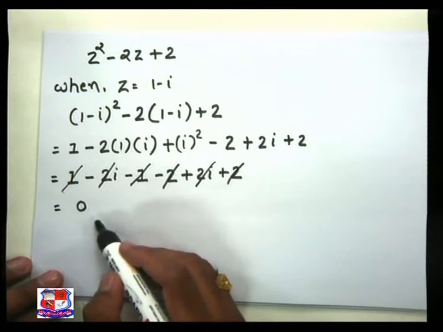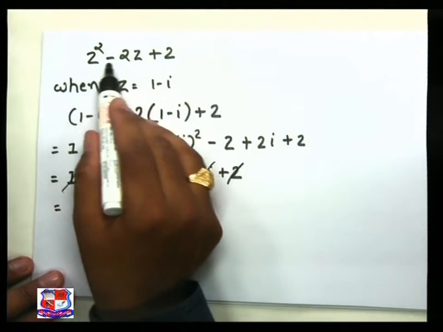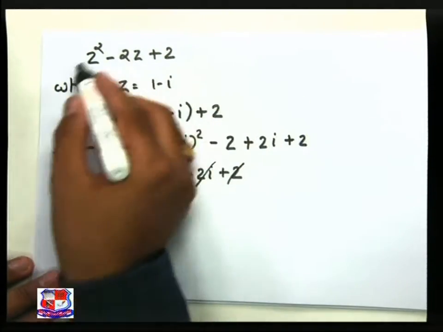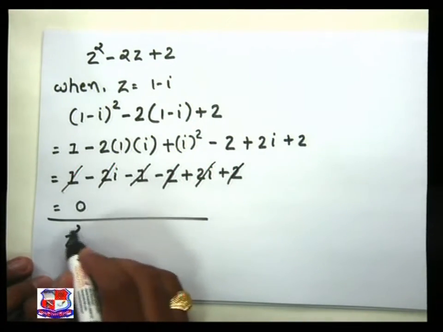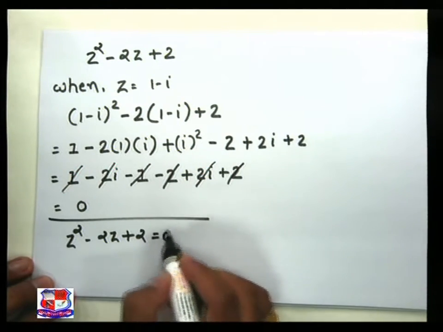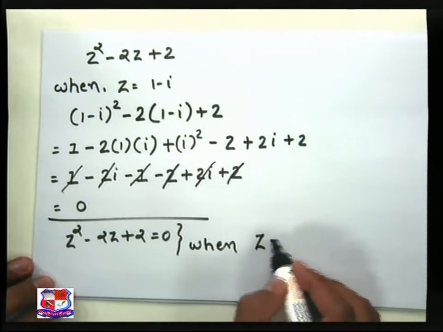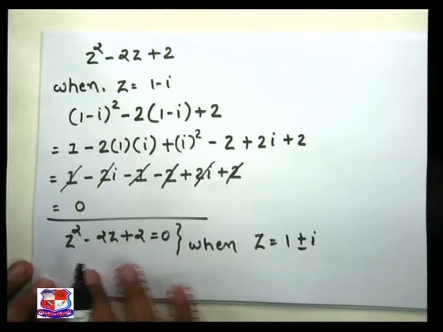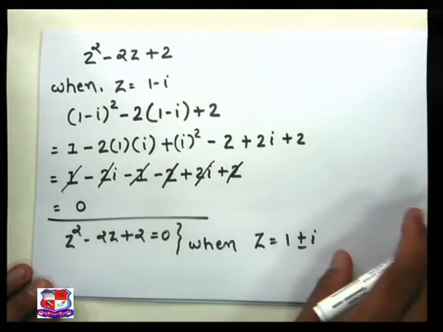So in this way we prove our equation, that is z square minus 2z plus 2 is equal to 0. So z square minus 2z plus 2 is equal to 0 when z is equal to 1 plus or minus i. So our answer, that is proof. Now we move to our next question.